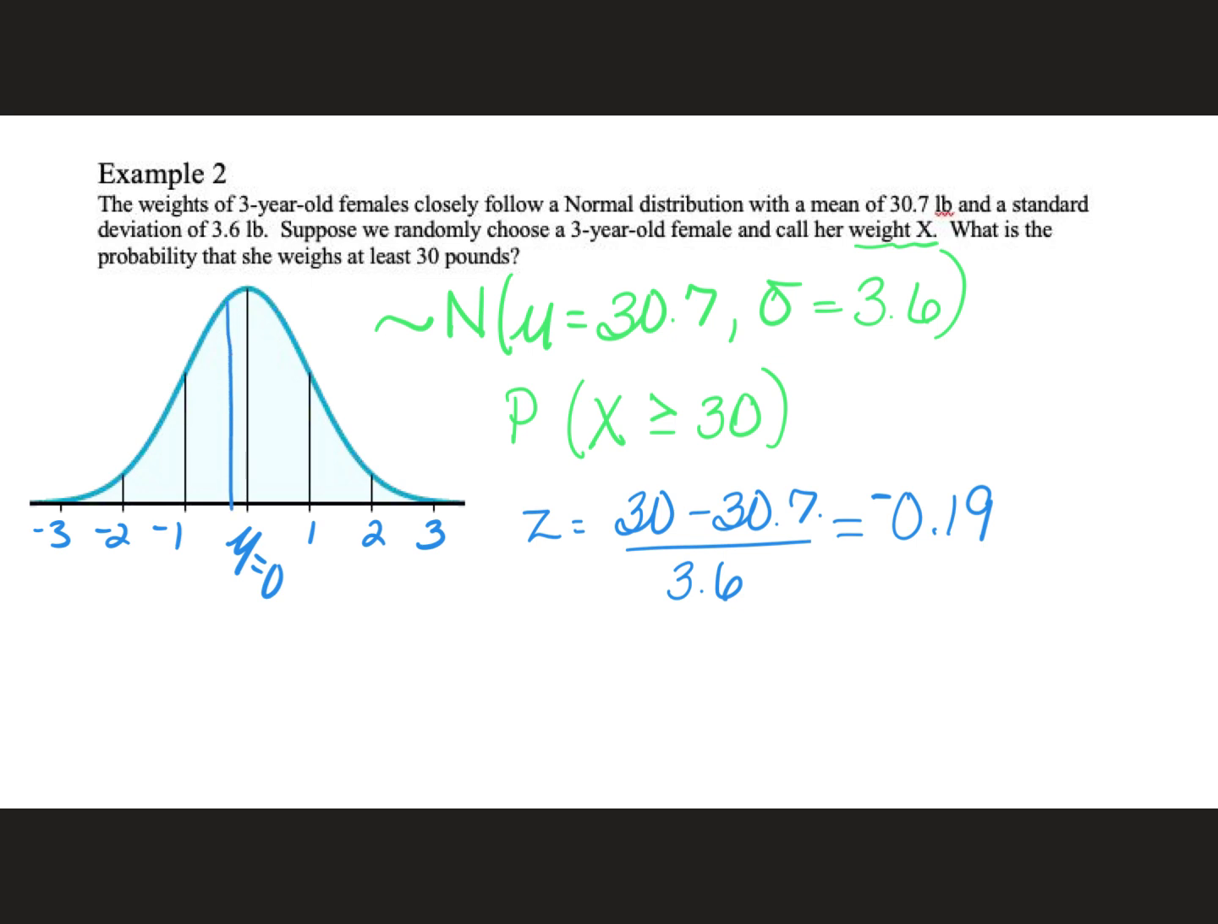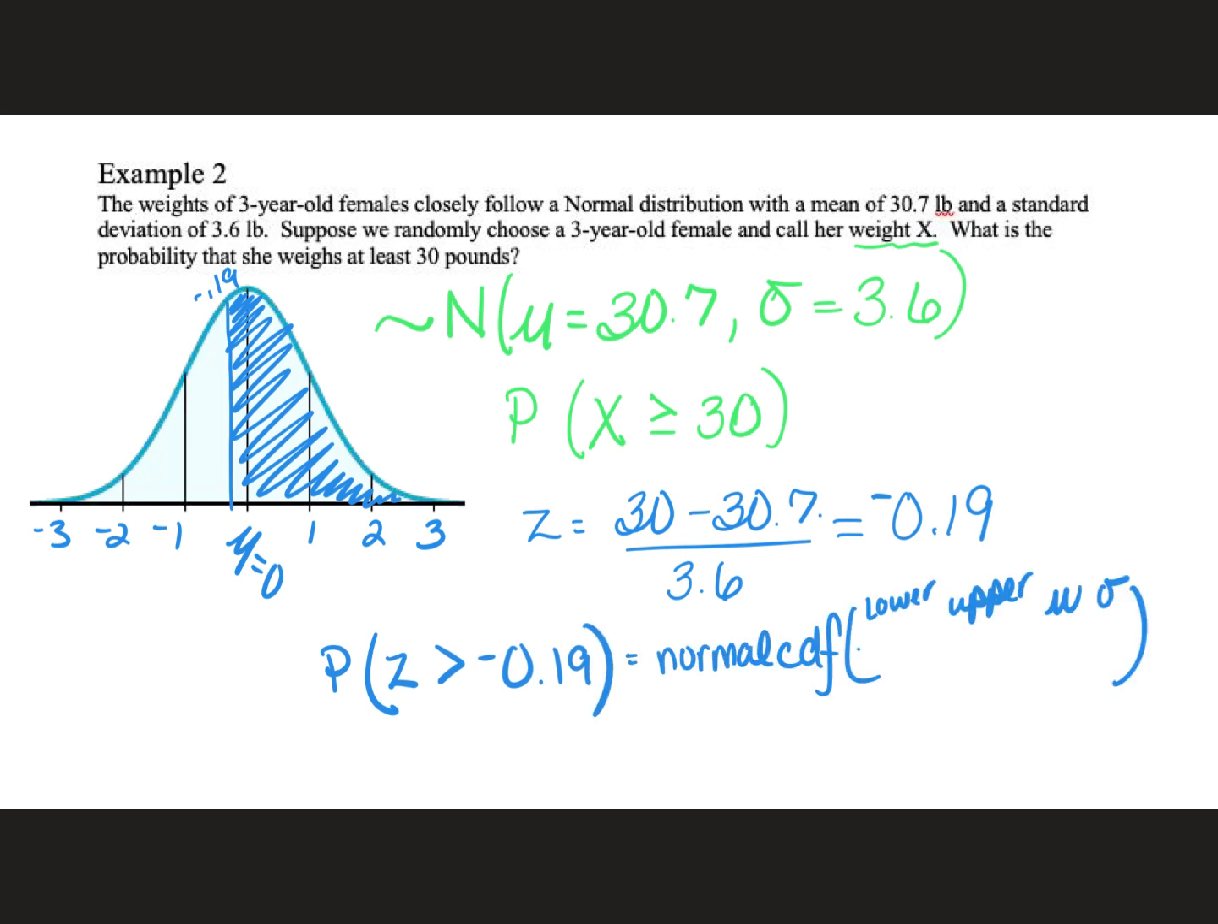So I'm really looking for the area to the right of negative 0.19. So glancing at this, I know my answer has to be greater than 50%, since the mean is at 0. So to get this probability, I can then do one of two things. I could go to table A, or I can use normal CDF on my calculator.